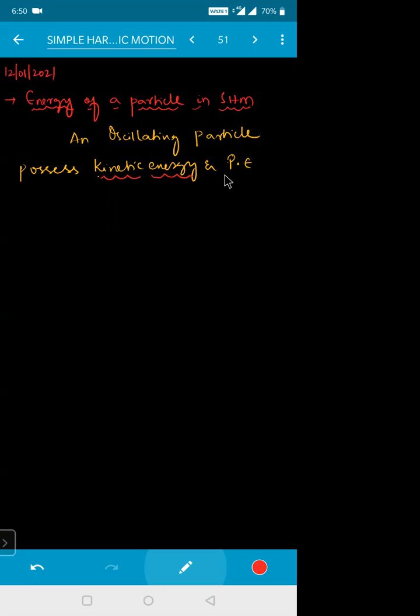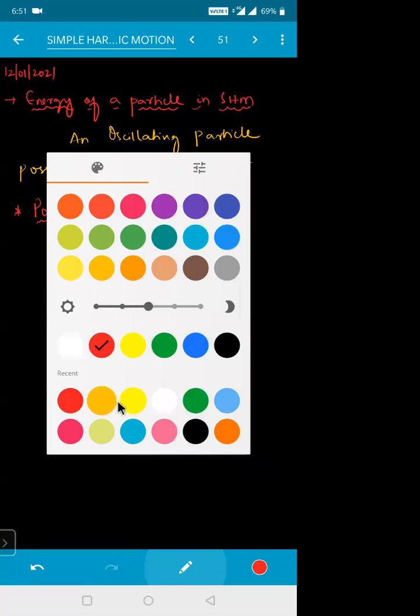Can you tell me, kinetic energy is possessed by what? By the motion of the particles. Potential energy is possessed by virtue of its configuration, that means the position of the particle. Take the first side heading: potential energy.